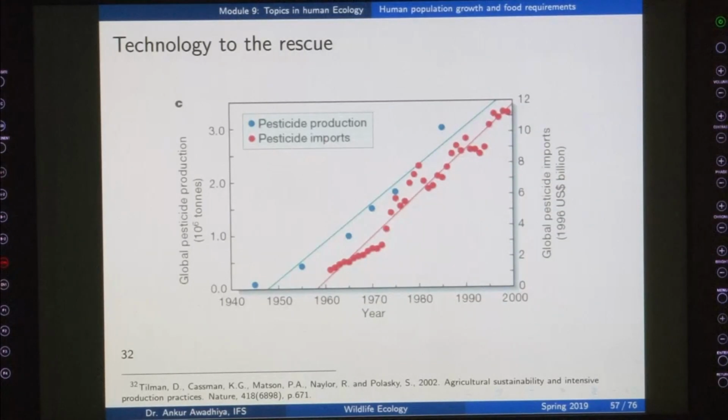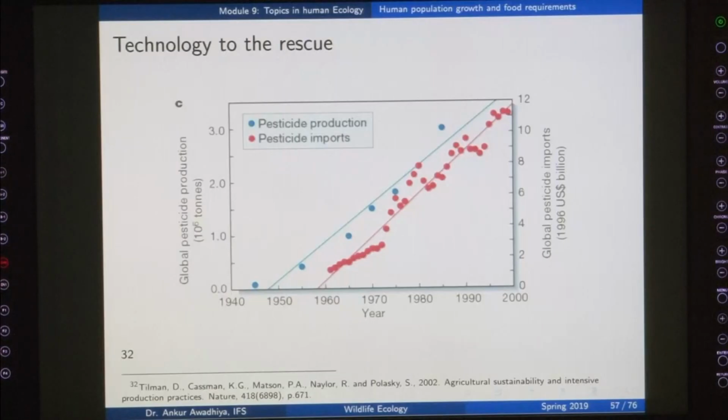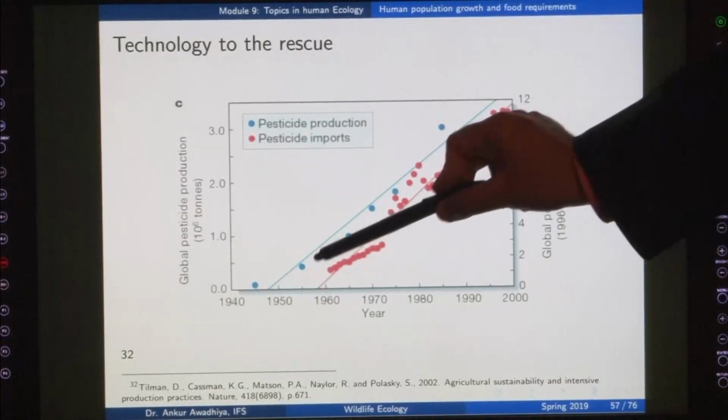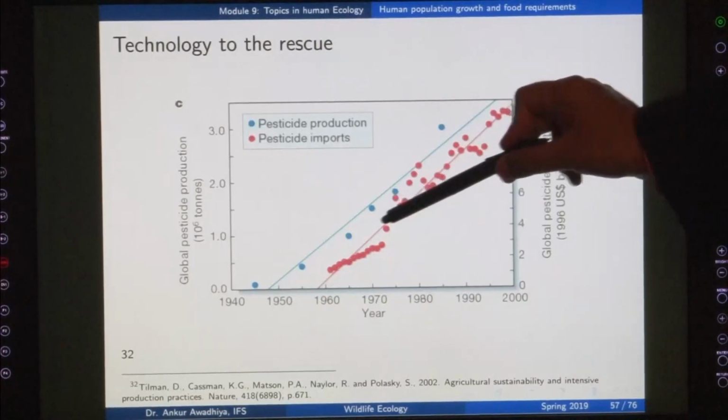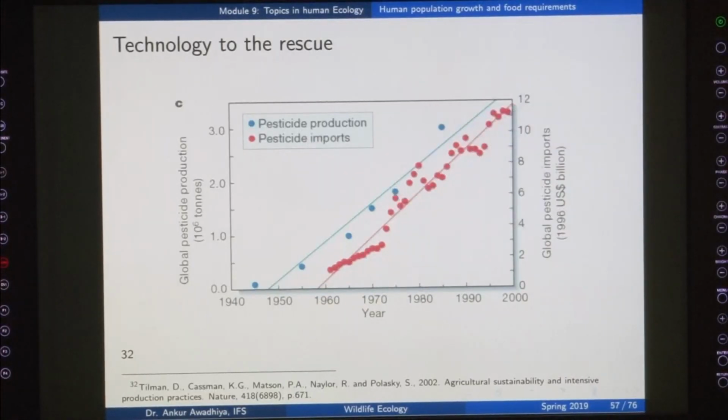Now, this is the period in which, using chemistry and different chemical engineering processes, we have not only discovered newer and newer pesticides, but we have also discovered ways in which these pesticides can be made in large scale plants. So, we are producing newer and newer pesticides in a very large amount, and that is being shown here: the total amount of pesticides being produced has been increasing, and the pesticides being imported in different countries is also increasing. So, there is a huge demand for pesticides.